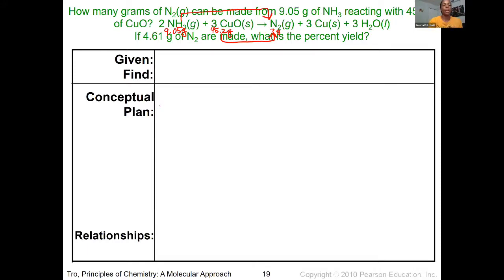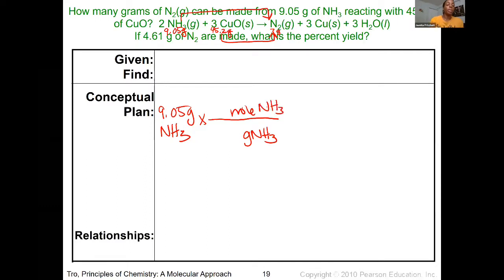So we start from the beginning, 9.05 grams of NH3. Our first step is to get to moles, once again, using the molar mass. So grams of NH3 on the bottom, moles of NH3 on the top. We know we're going to pull this from our periodic tables. And so that should be 17.04 grams is to 1 mole.